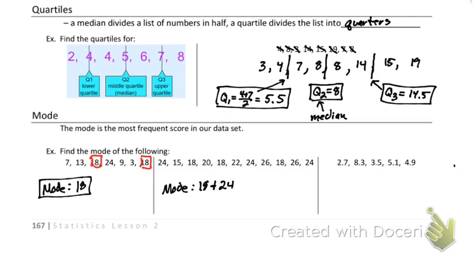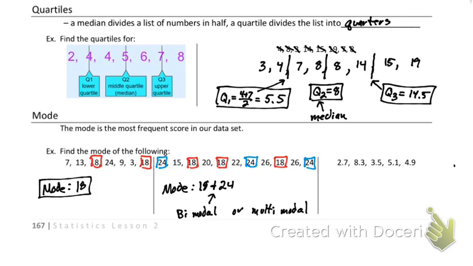Because if we look at 18, 18 appears once, twice, 3 times. Our 24 appears once, twice, 3 times. So our mode is going to be both 18 and 24. This is oftentimes called bimodal. Or if it happens more than twice, it'll be multimodal. It is multiple modes. Know those words.